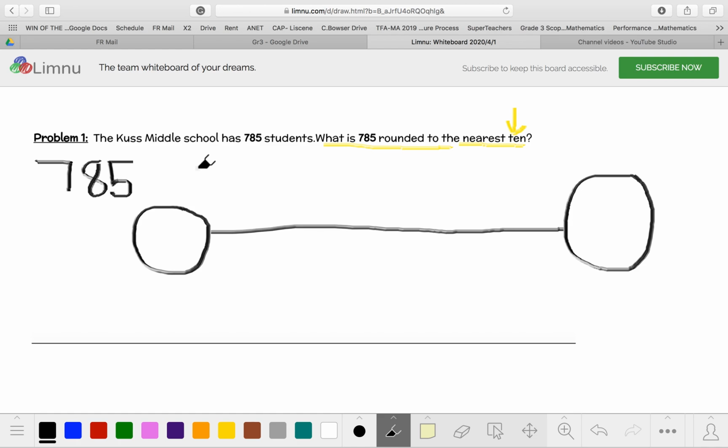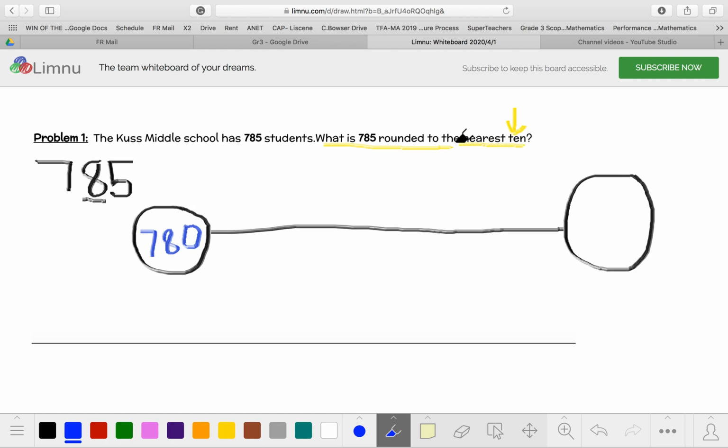Our number is 785. If our number is 785, what digit is in the tens place? If you said 8, you are correct. 8 is in the tens place. There are 8 tens in 785. So I know that my first island is going to be 780. And now I need to figure out what my next island is.